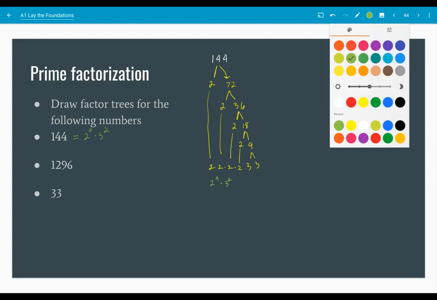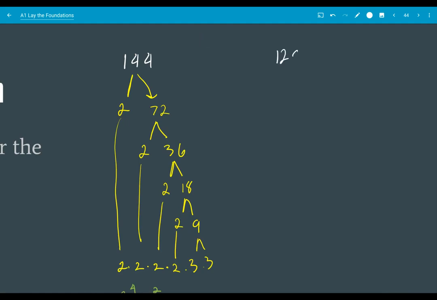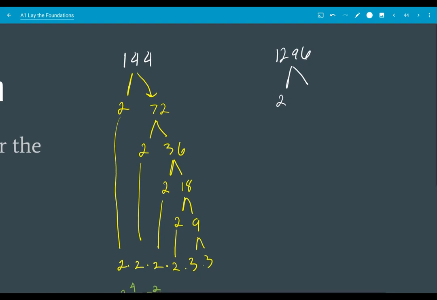Okay, so let's look at our next one. Our next one is going to be 1296. So if we look at 1296, again, I'm just going to start with 2. The way I do it is I look at each individual digit when I'm doing it by hand. So I've got half of 12 is 6, half of 9 is 4 with a remainder, half of 16 is 8. So 648.